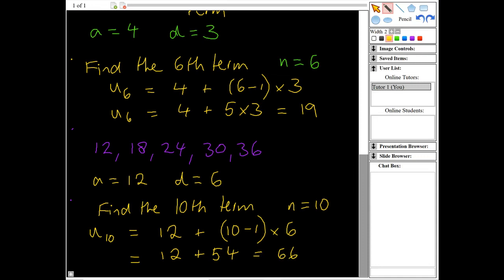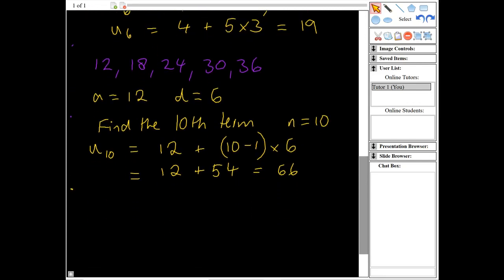You would be able to continue that along. It's basically the 6 times table. So it would go 36, and then 42, 48, 54, 60, 66. And the 10th term would indeed be 66. All right, if we continue on a little bit longer, then what I want to show you next is for finding the sum of the terms.